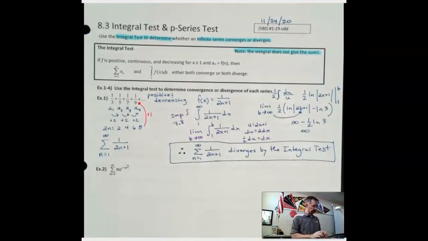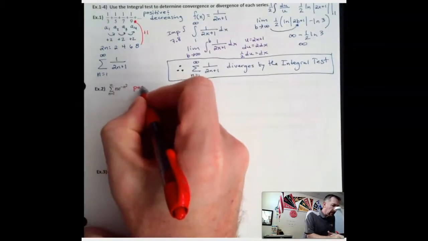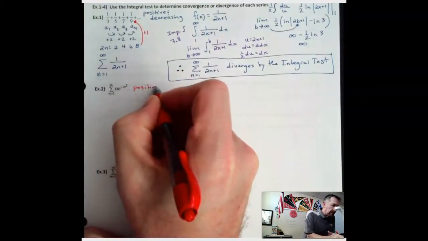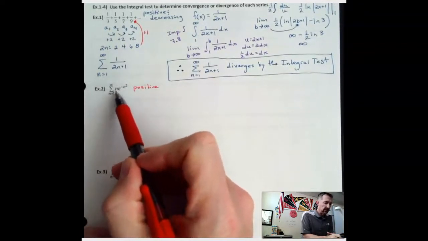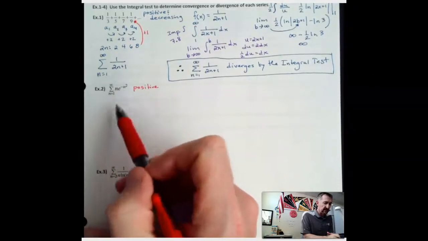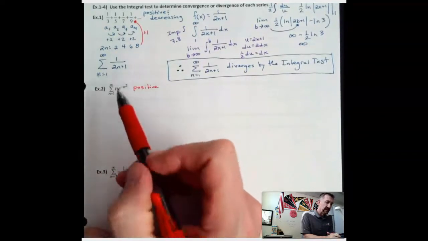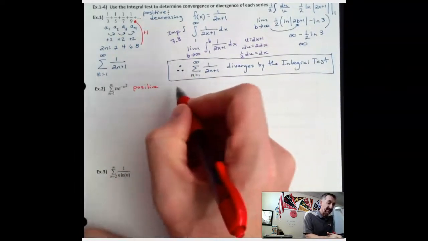Alright, so let's try that again. So this is always going to be positive. We're plugging in 1, 2, 3, so that's positive. This is just 1 over e to the n, so there's no way that's ever going to come down, so it's positive. So the question is, is it decreasing?